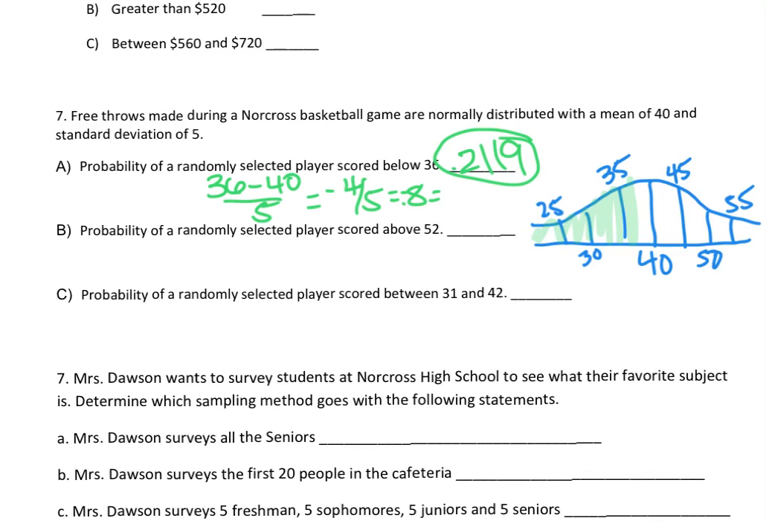Now for B, it's a little bit different because I'm asking you for above 52. So 52 is about here and it's above. So that area is being shaded to the right. So the z-score that I find for this one is actually using this line and to the left. The z-score that I find for 52 is actually the probability shaded to the left, okay?